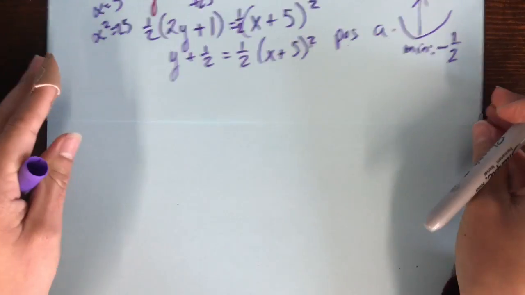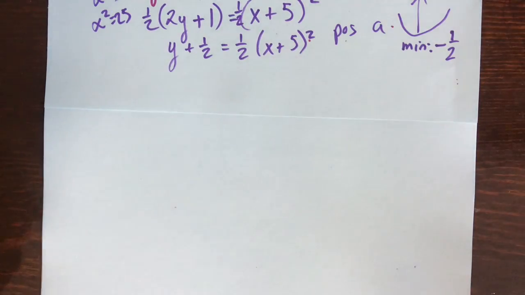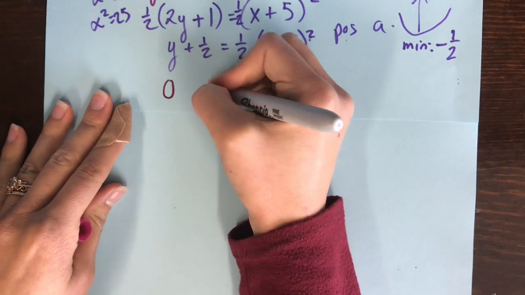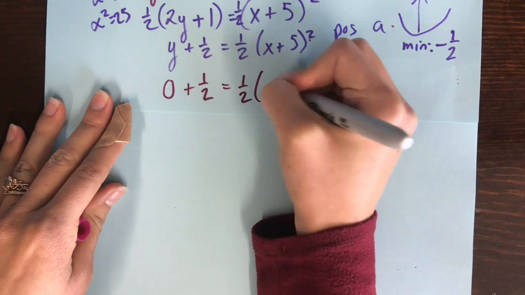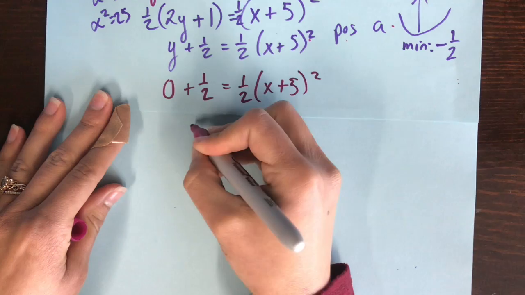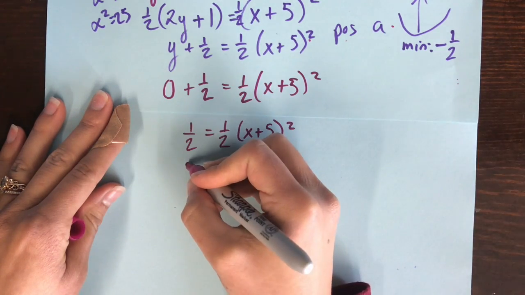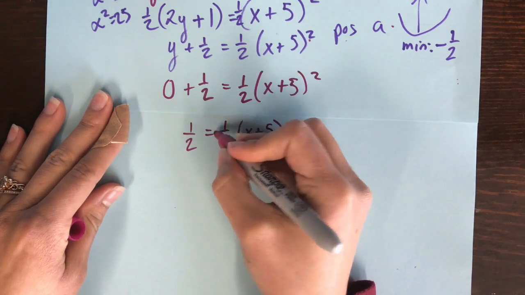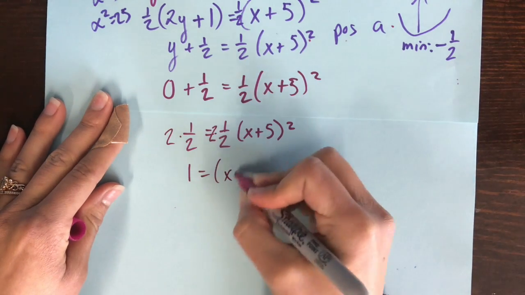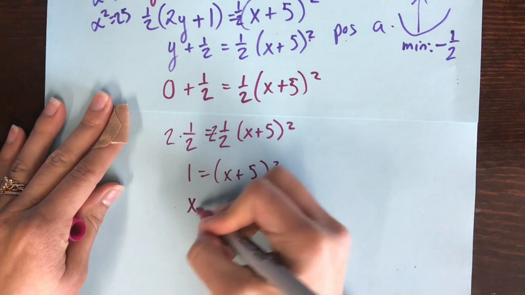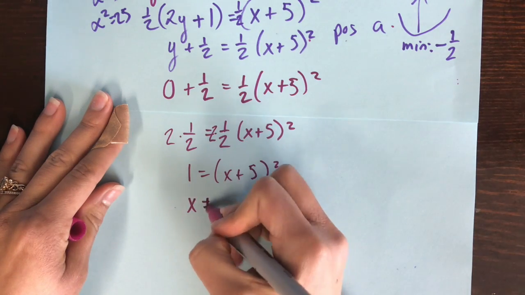Now I have to find the zeros. So if you recall, the way we find the zeros is I set y, or the f of x, the function, equal to 0, and then I solve for x. So I'm going to have 0 plus 1/2 is equal to 1/2 times (x + 5) squared. Okay, so this is 1/2 is equal to 1/2 times (x + 5) squared, right? Because 0 plus 1/2 is just 1/2. I'm going to multiply both sides by 2 to get 1 is equal to (x + 5) squared.